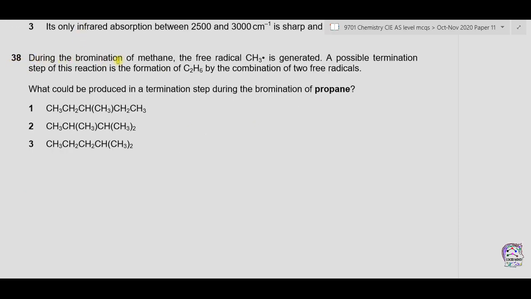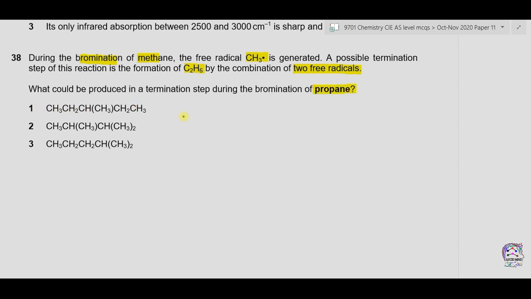Question 38. During the bromination of methane, the free radical CH3 dot is generated. A possible termination step of this reaction is the formation of C2H6 by the combination of two free radicals. What could be produced in a termination step during the bromination of propane?